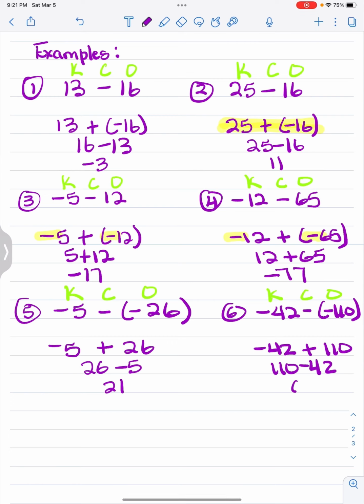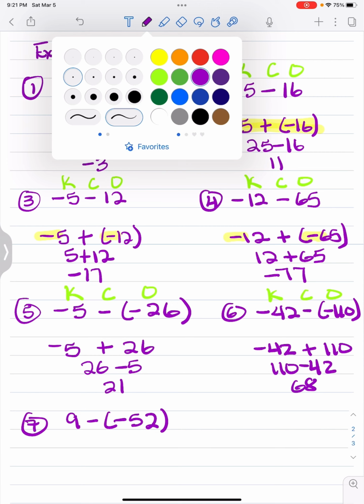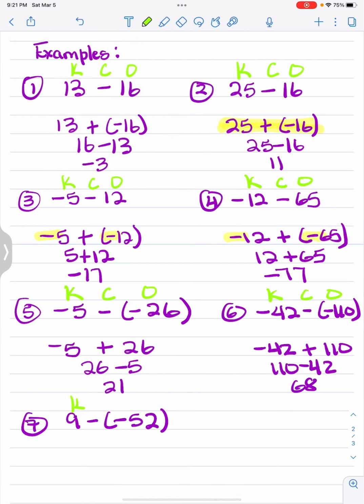Just a few more examples. 9 minus negative 52. Keep, change, opposite. Very important that you follow that pattern. So keep the 9, change, and the opposite of negative 52 is 52. So 9 plus 52, 61.